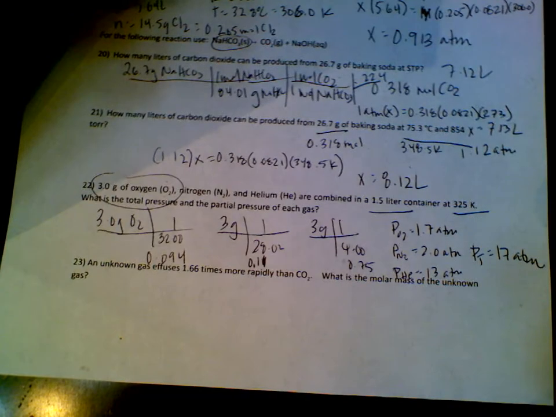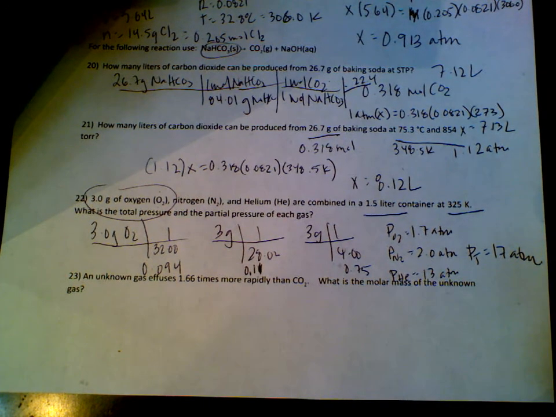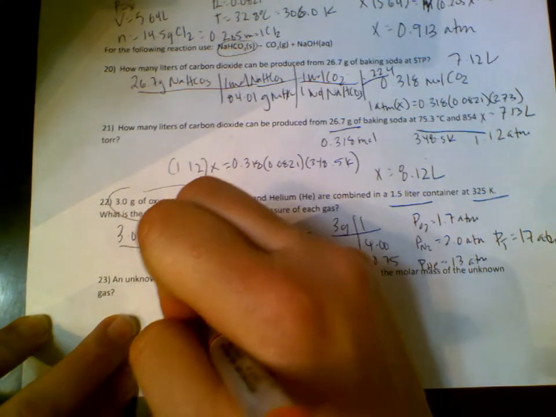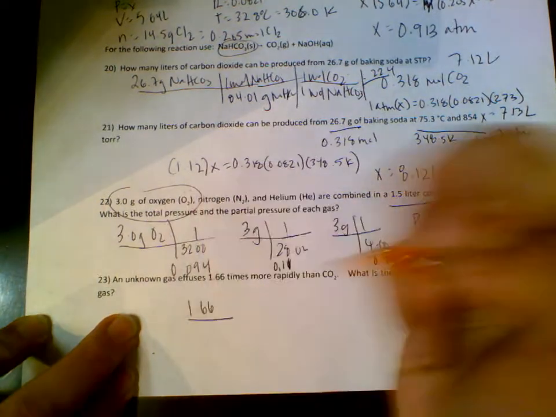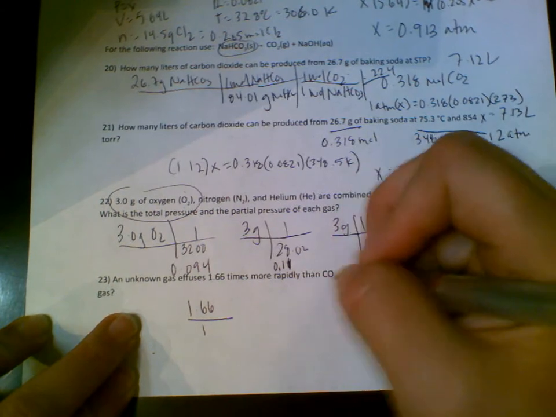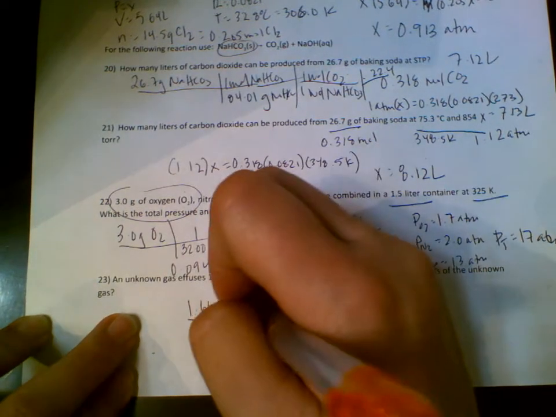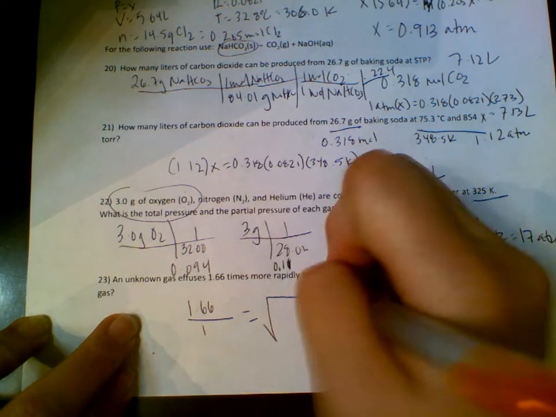And then on 23, this is a Graham's law problem. An unknown gas effuses 1.66 times as rapidly as CO2. What's the molar mass of the unknown gas? So the unknown gas is 1.66 times more than CO2. So CO2 is 1 because that's times more. I could have picked any number for CO2 and then just multiplied by that, but 1 is the easiest. Okay, and then we have to reverse it.